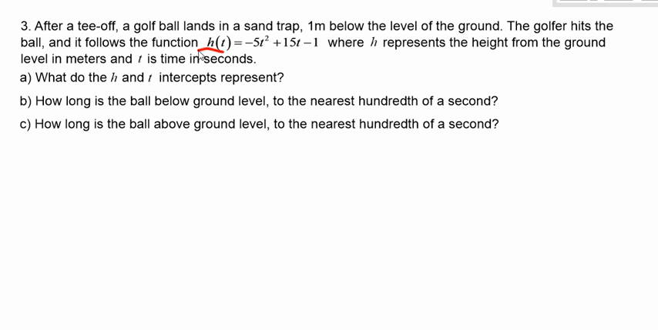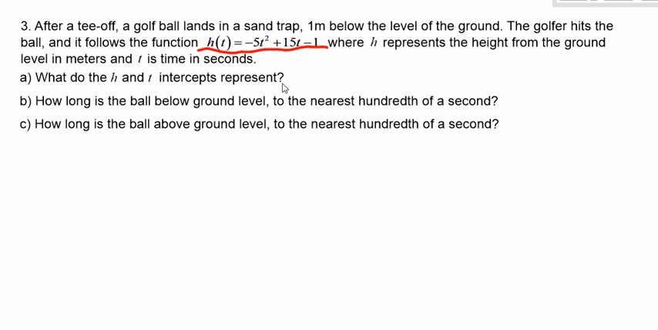So here's the equation of the function, where h represents the height from the ground level in meters and t is time in seconds. So when I look at this equation, I can obviously tell that it's a quadratic equation and that it is a negative parabola, which makes sense because it's a golf ball, so we expect it to go up and come back down. So what do the h and t intercepts represent?